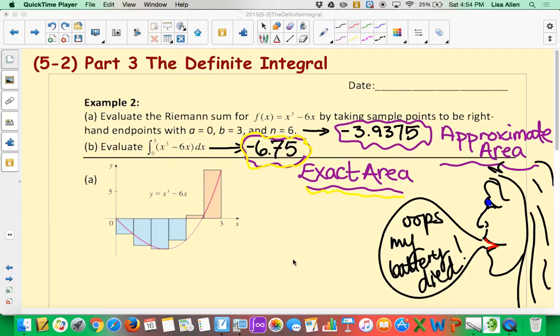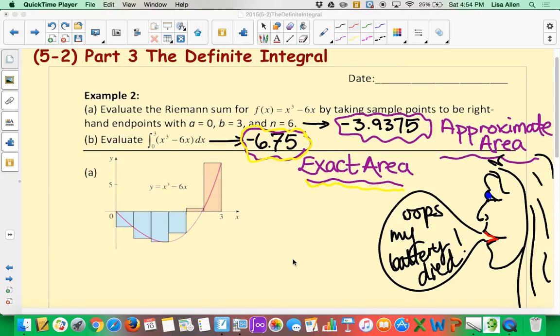On to the next example, example 3. I just wanted to recap. My battery died, and there were a couple things that I wanted to say yet. One of them being that with the approximate area, recall that we had 6 subintervals, and we got an estimate of what the actual area would be.